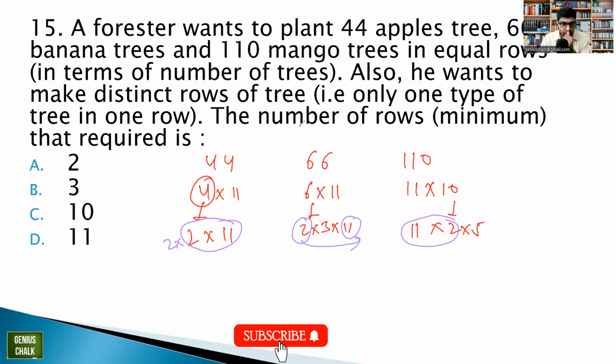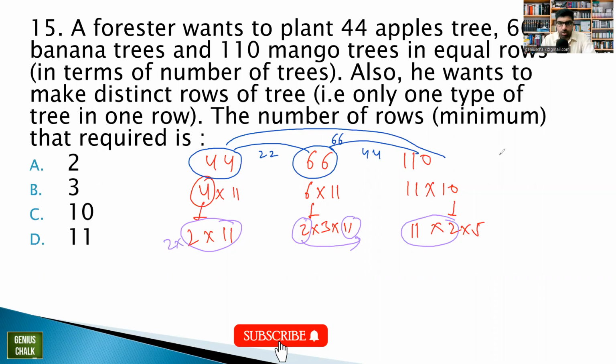Right? And another way to find the HCF, we have discussed in yesterday's class also, is to take the difference of A and B, then B and C, and C minus A. So what is the difference here? 22. What is the difference here? 44. What is the difference here? 66. So what is the HCF of 22, 44, and 66? That is 22 only, because 22 ones are 22, twos are 44, and threes are 66, right? So this is the HCF. That means 22 is the HCF in both cases.